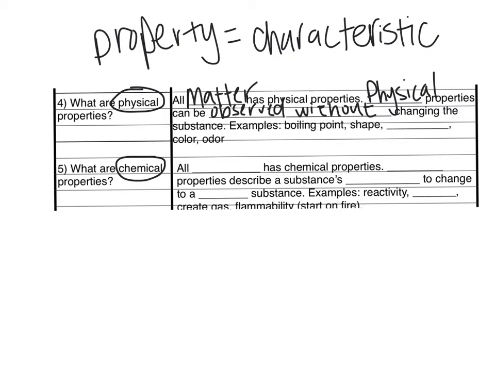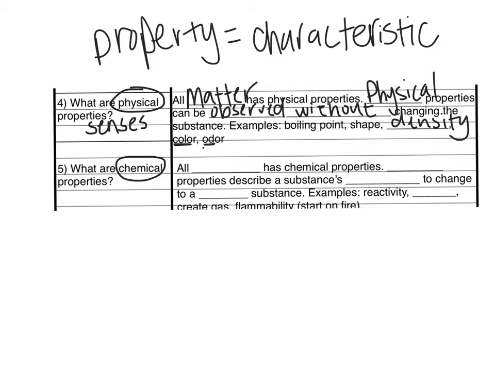without changing the substance. Examples: I can measure the boiling point, I can look at the shape, I can measure the density, I can look at the color without changing it, and I can smell it. So these are really using your senses.